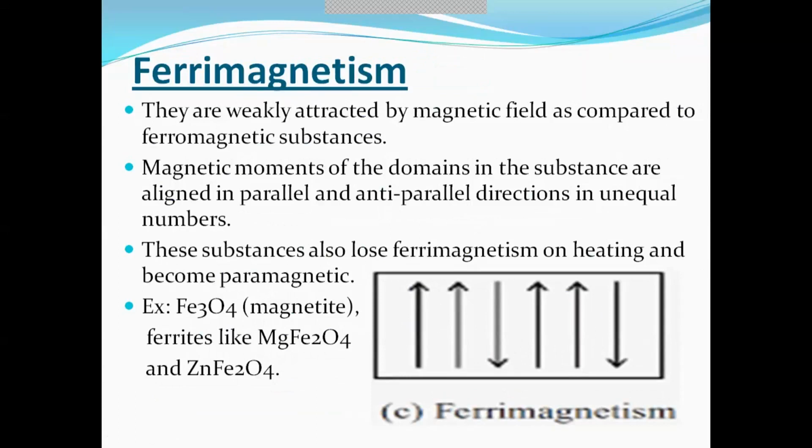Ferrimagnetism is nothing but those substances which are weakly attracted by the magnetic field. They are weakly attracted because they don't have an arrangement of domains in an exactly compensatory way. Here in this picture, you can see 4 domains in upward directions and 2 domains in downward directions. Therefore, a net dipole moment exists. Therefore, the magnetic moment of the substance results in the ferrimagnetic property of the material.